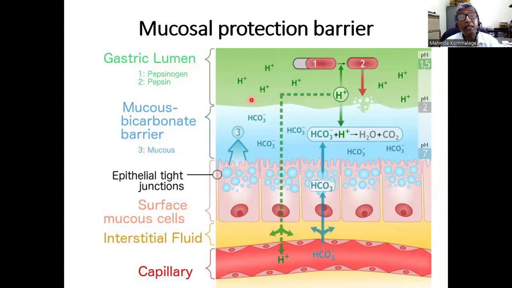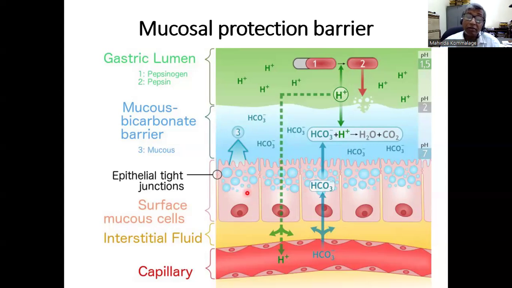So in this layer, this is the gastric lumen. We have HCl, secreted HCl. Below that, we have the mucus barrier. So these are the epithelial cells. In this barrier, you can see a lot of mucus. Mucus means basically a watery medium plus bicarbonate, right?